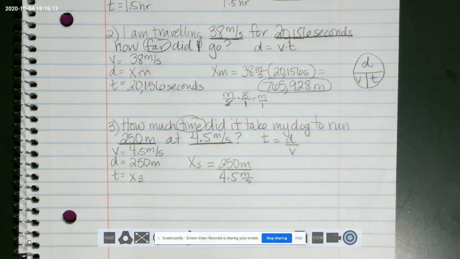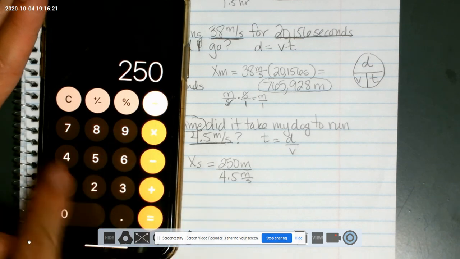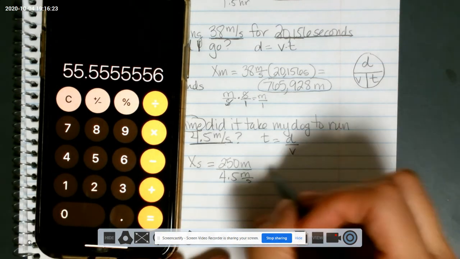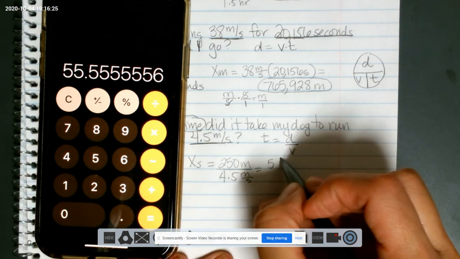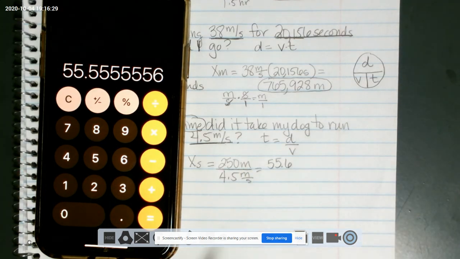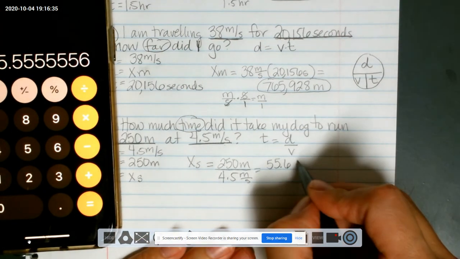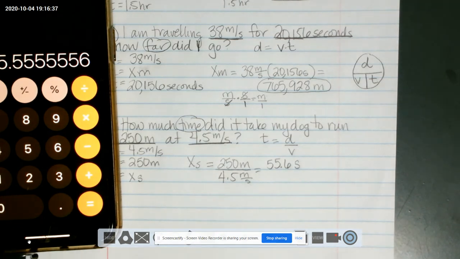I'm going to show you how we get to our units again. So just for the sake of numbers, 250 divided by 4.5 equals 55.6. So we're rounding to 55.6. Now, we already know we were looking for a time in seconds. So we know we're going to get that. So you can just put that. But I need you to know, how did it work?